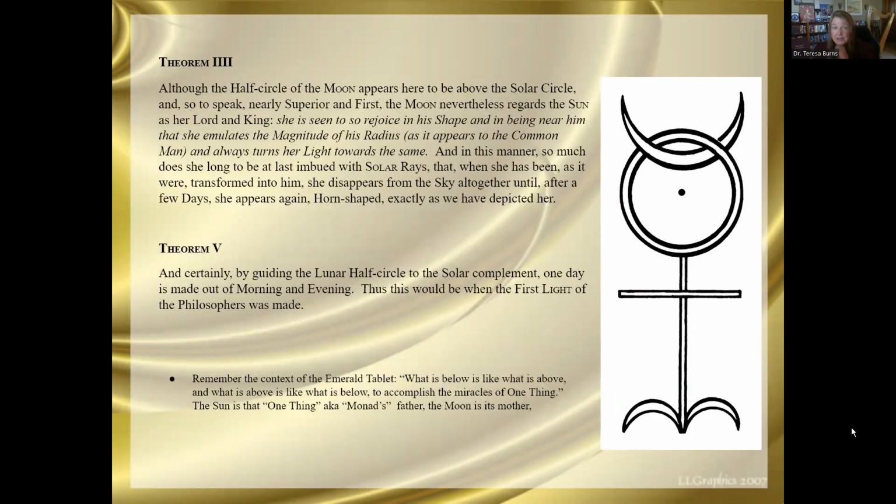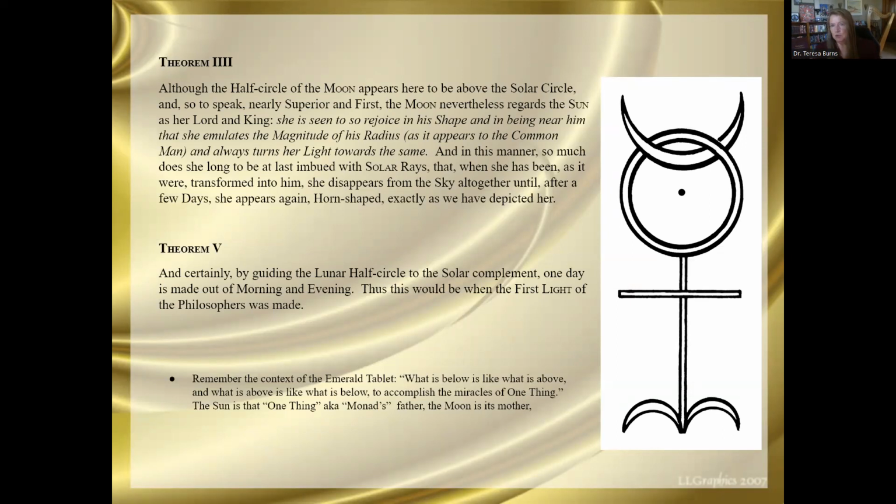Okay, theorem 5. Dee says, and certainly by guiding the lunar half circle, again, that's this, to the solar complement, that's this, one day is made out of morning and evening. Thus, this would be when the first light of the philosophers was made. Okay, remember again the context of the emerald tablet that I've talked about.